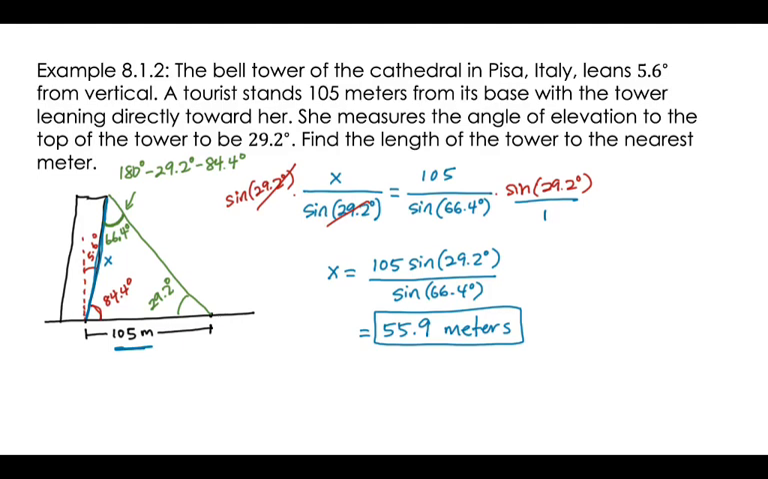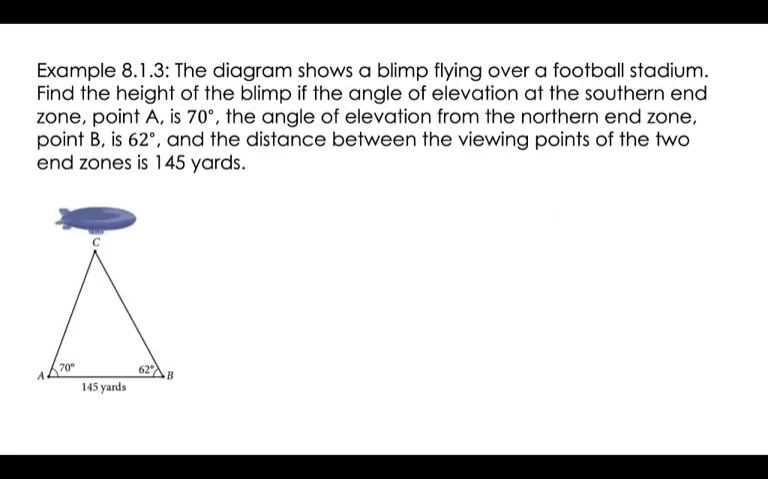Okay, so one more word problem. Example 3. This one gives us the picture. The diagram shows a blimp flying over a football stadium. Find the height of the blimp if the angle of elevation at the southern end zone, point A, is 70 degrees, and the angle of elevation from the northern end zone, point B, is 62 degrees. And the distance between the viewing points of the two end zones is 145 yards. So we are looking for the height of this blimp.